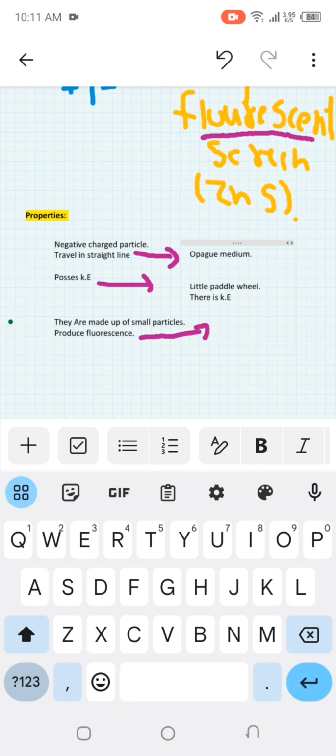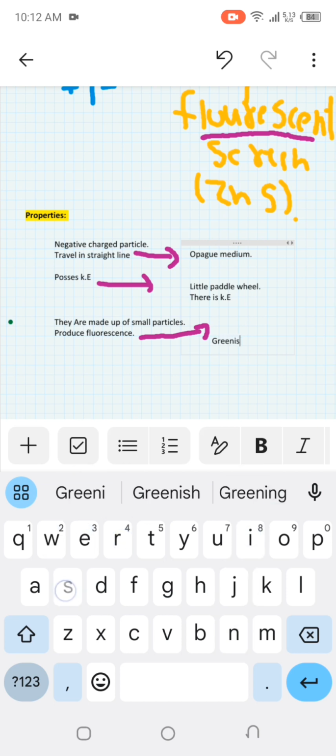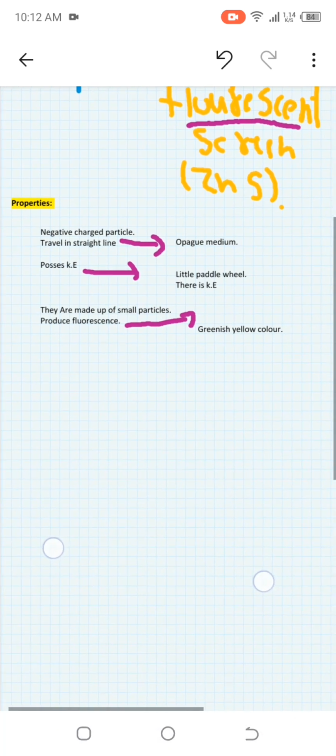The electrons that were passing through to the other side were making a glow. When they placed the perforated screen of zinc sulfide, so when the electron was moving, the glow was generated on the perforated screen. It produced a glow of greenish yellow color. Okay. After that, what was there?